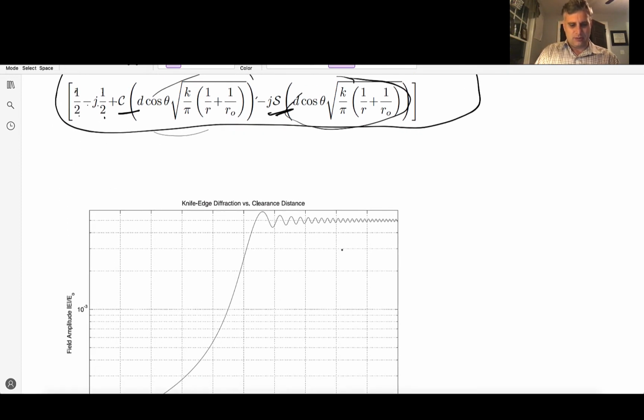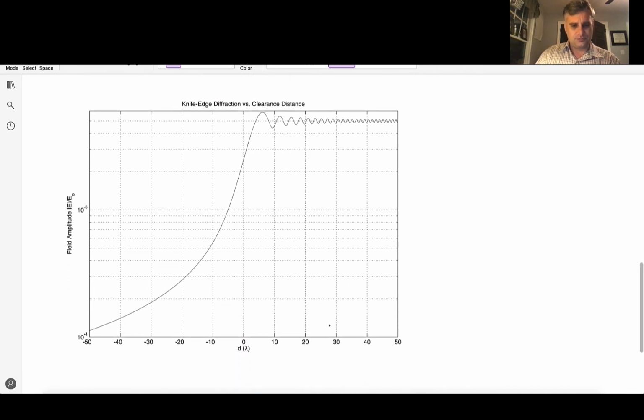So what does this look like when we plot it on a graph? So here we've got clearance distance. Remember, positive means that your sight line is past the clearance distance and there's no blockage. Negative clearance distance means there is a blockage. And on here we have the field amplitude, and I've plotted it on a logarithmic scale. This is 10 to the minus 3.